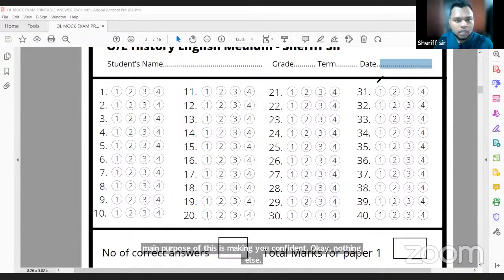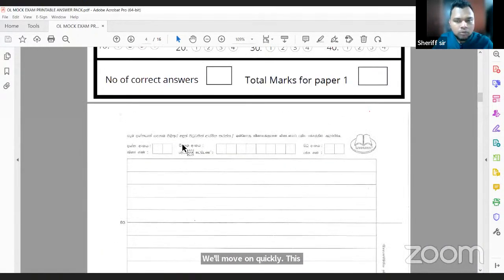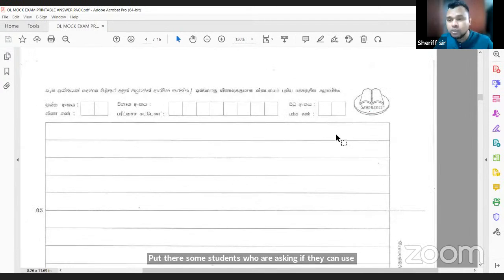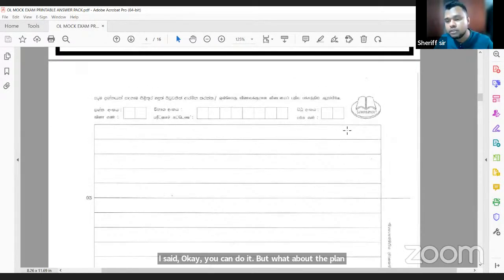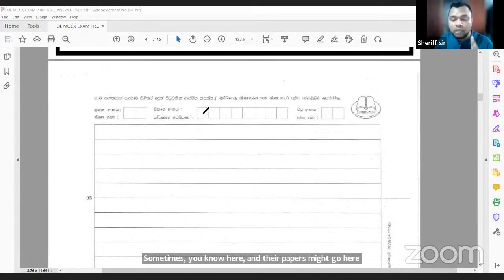Then you have the answer sheets for the last part. We'll move on quickly. Some students were asking if they can use full scap papers. I said okay, you can, but what about the practice towards your exam? This is 90% similar to what you will be getting in your O-level exam. This is the typical answer sheet. You must write your index number. Here you can write your name. Don't forget your name. When I make prints, papers might go here and there, so I might not be able to find your paper, and then you will lose marks. So make sure you write your name on every page.